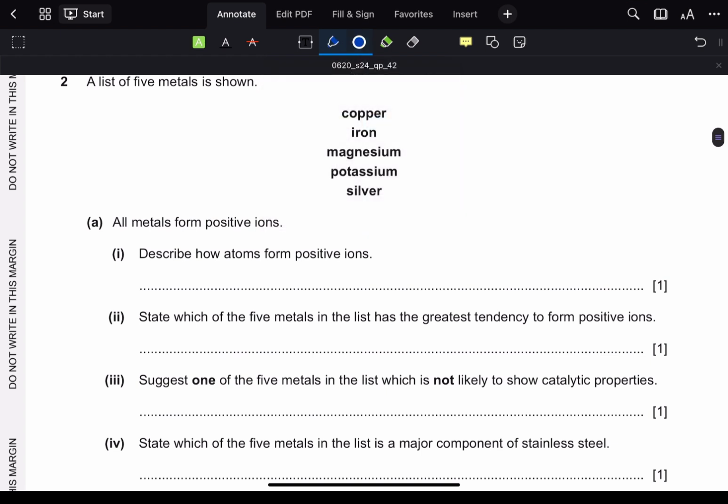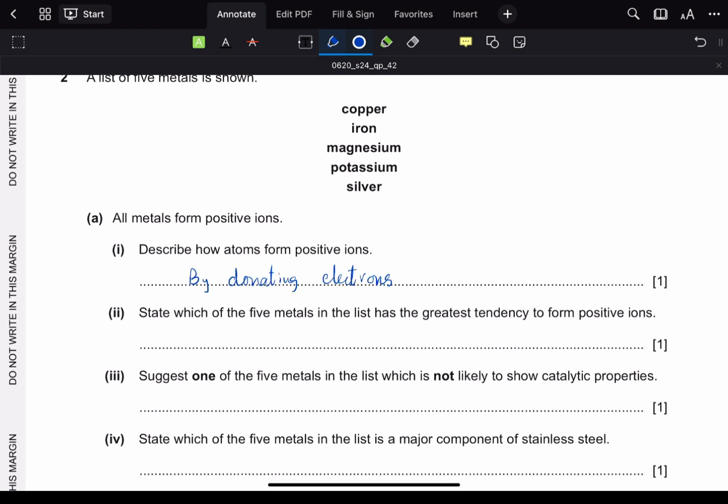A list of 5 metals is shown. All metals form positive ions. Part 1. Describe how atoms form positive ions. Positive ions are formed when atoms lose or donate electrons, which leaves them with a net positive charge. Part 2. State which of the 5 metals in the list has the greatest tendency to form positive ions.